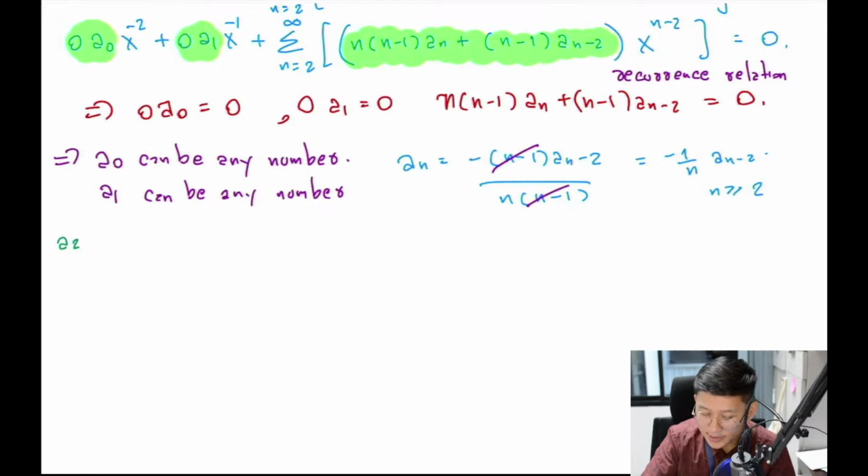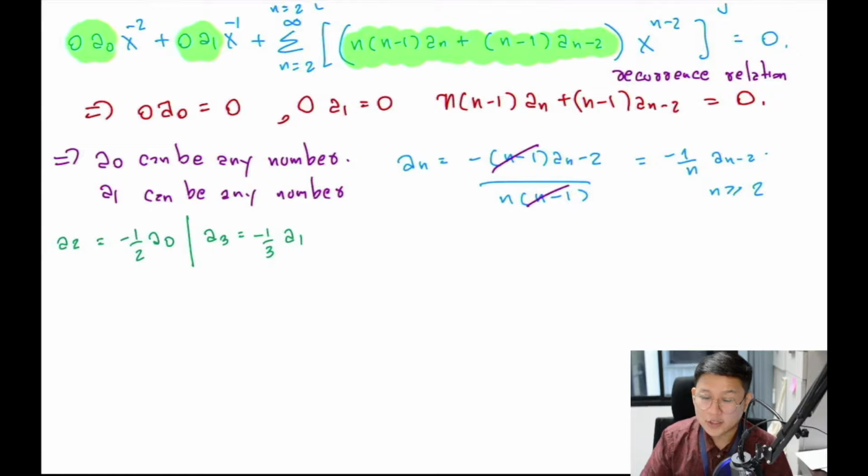Let's say a2 would be minus 1/2 a0, right? So we can write a2 in terms of a0. And again, a3 would be, what is it? Minus 1/3 a1. Okay, so we can write down a3 in terms of a1.